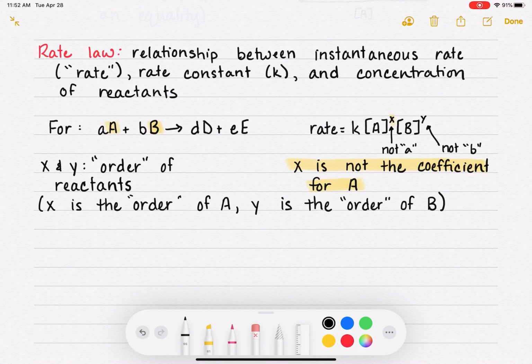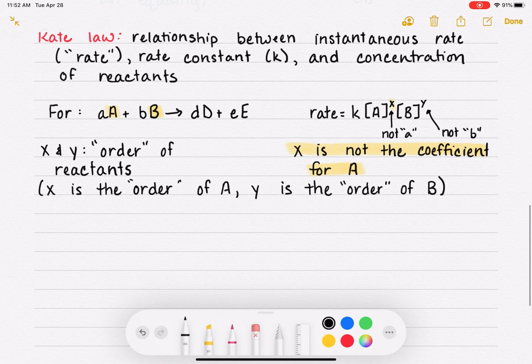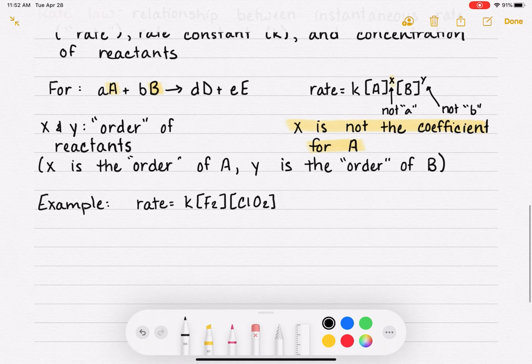So let's look at an example rate law. Example. Rate equals little k [F2][ClO2]. So for this rate law, and notice I'm not giving you a balanced equation to go with this, because the balanced equation is not used to come up with the rate law. We're just going off the rate law all by itself.